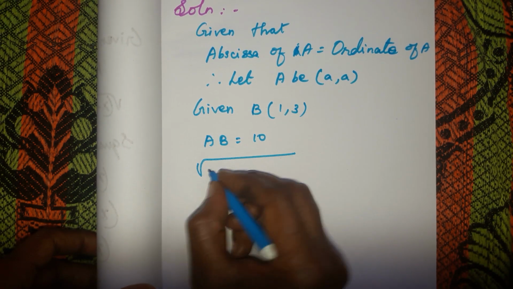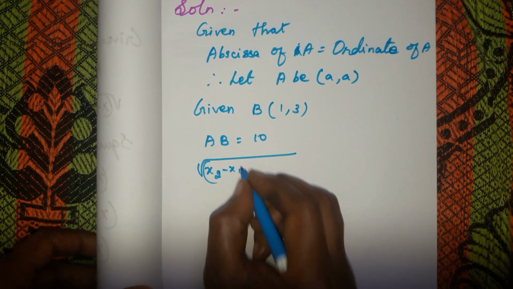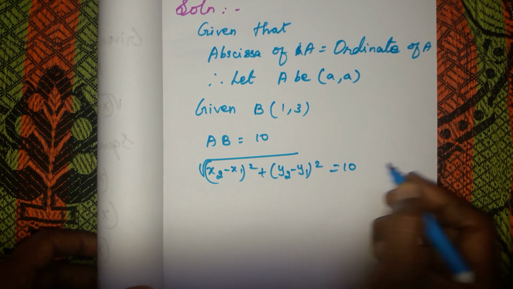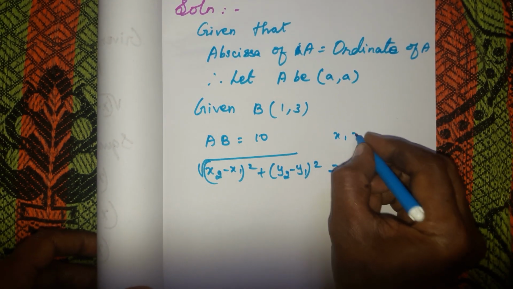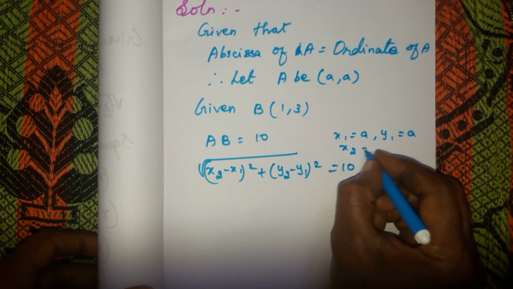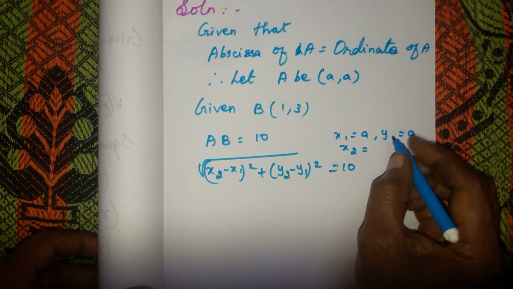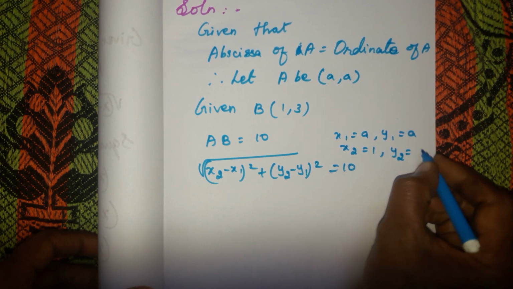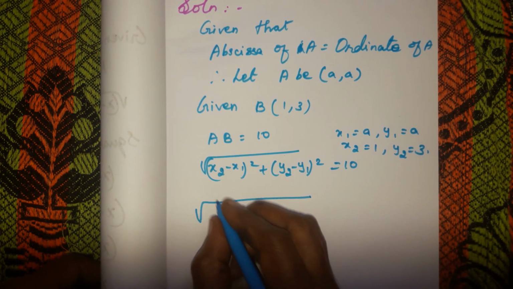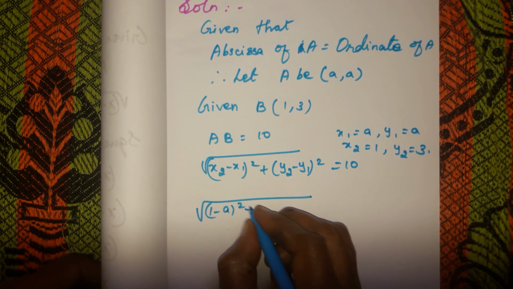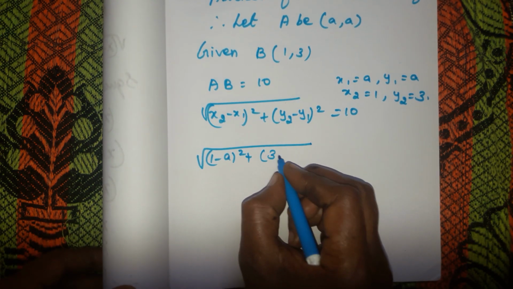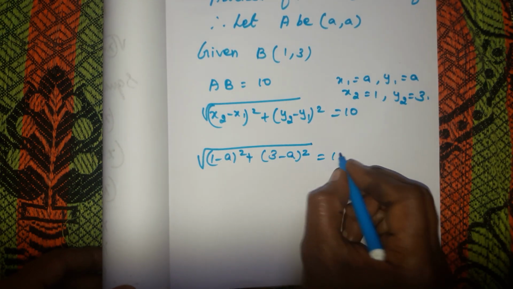AB, distance formula: root of (x2 minus x1) whole square plus (y2 minus y1) whole square is equal to 10. Here x1 is equal to A, y1 is equal to A, x2 is equal to 1, y2 is equal to 3. Next, x2 minus x1 the whole square means (1 minus A) the whole square, plus y2 minus y1 the whole square, which is (3 minus A) the whole square, is equal to 10.